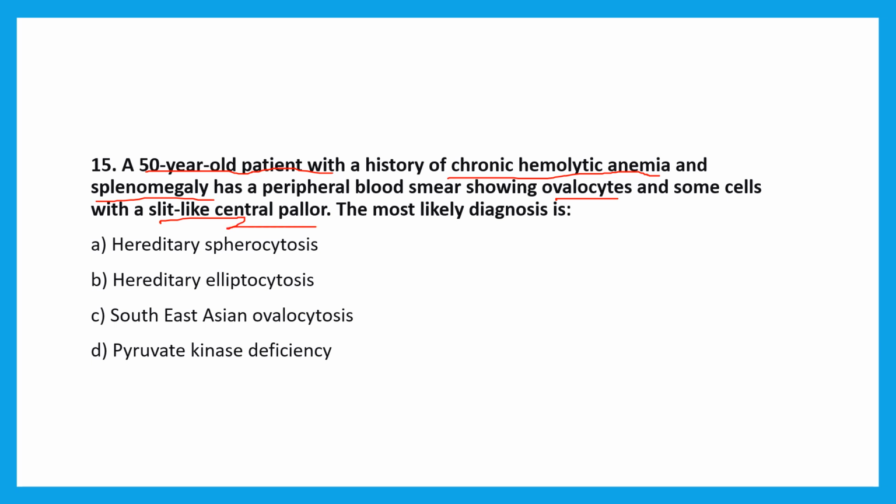Okay, so what's the best option here? We have hereditary spherocytosis, hereditary erythrocytosis, Southeast Asian ovalocytosis, and pyruvate kinase deficiency. The description of ovalocytes with a slit-like central pallor is the classic morphological finding in Southeast Asian ovalocytosis. Just that, we're done.